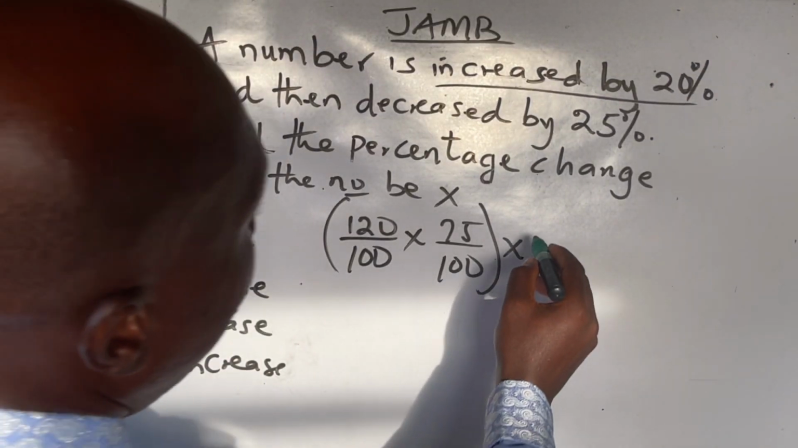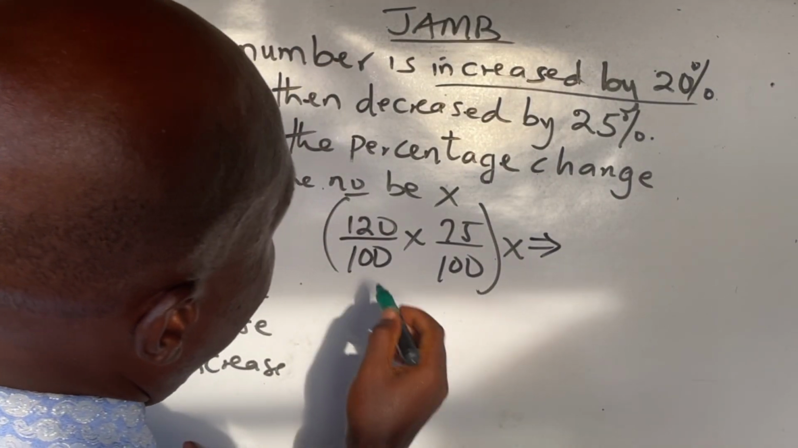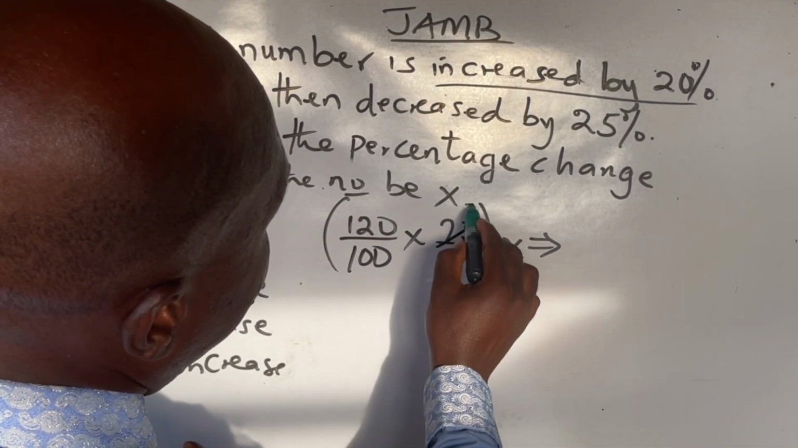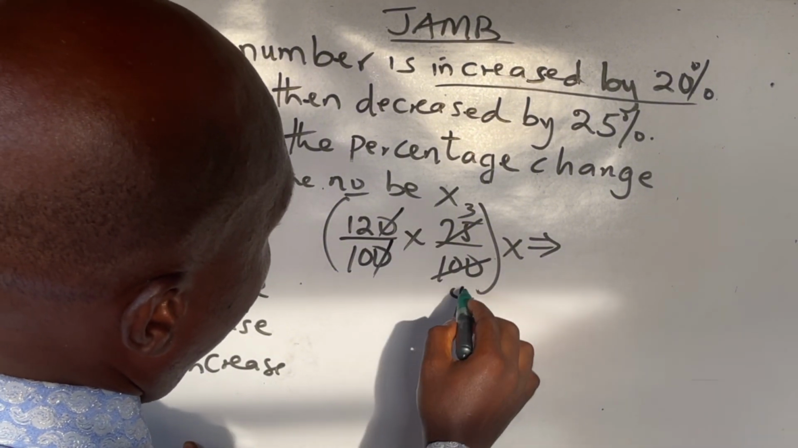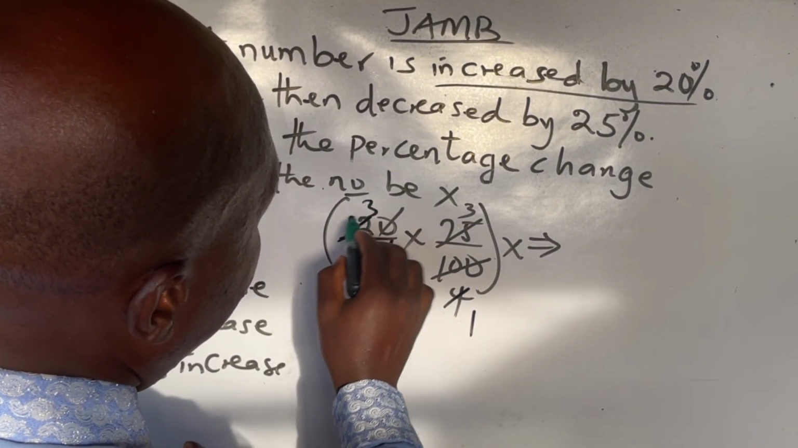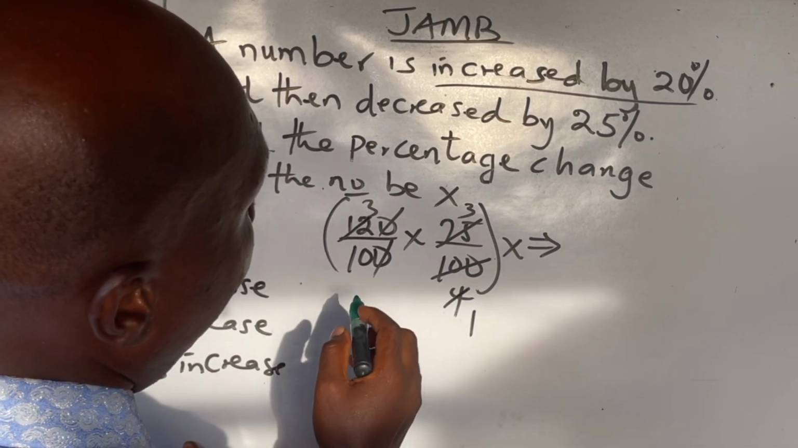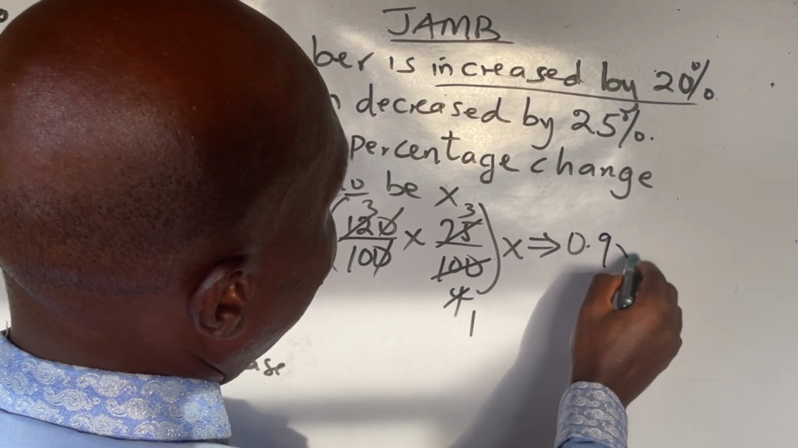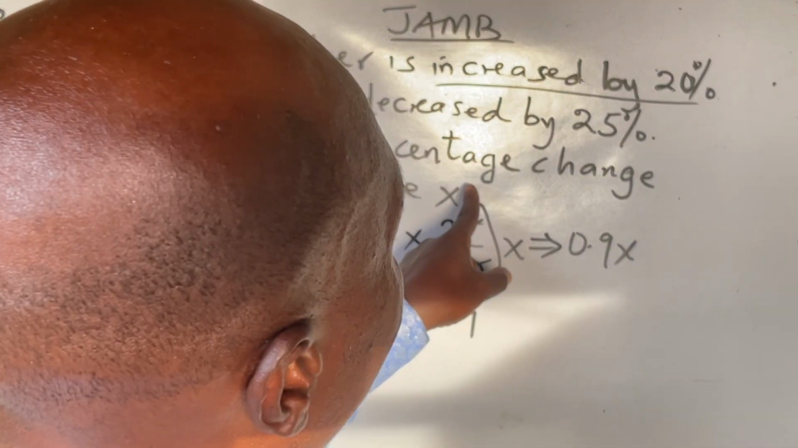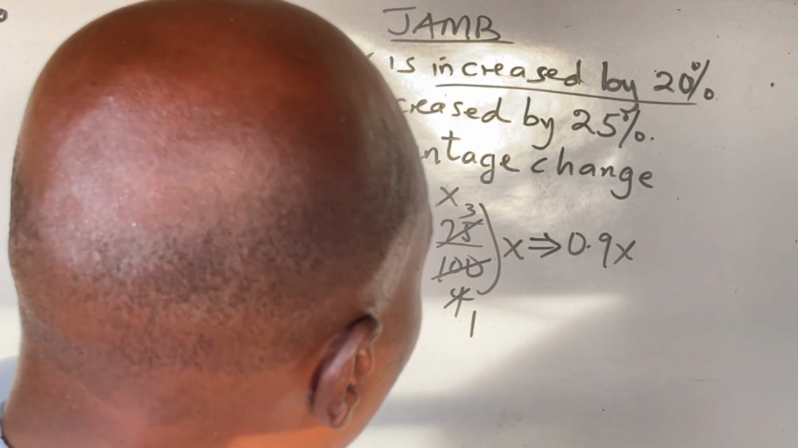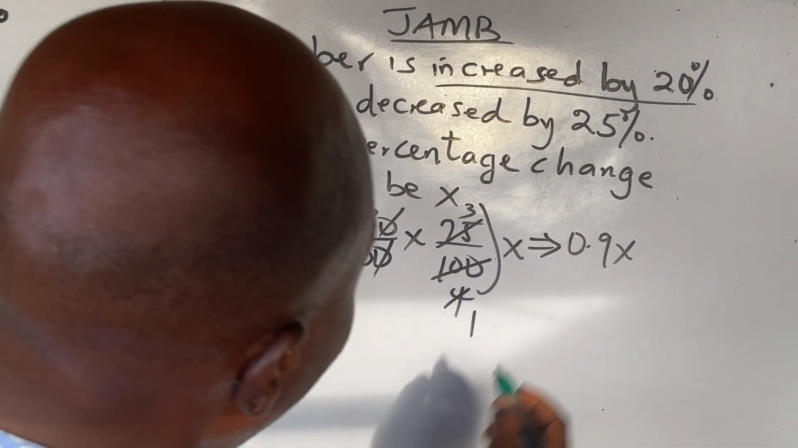So let's get the value. 25 goes into 100 four times, 0 cancels 0, 4 into 12 is 3, 3 times 3 is 9, so we have 9 over 10, that's 0.9x. So this is the new value, which is lower than our original value. So we want to get the percentage change now.